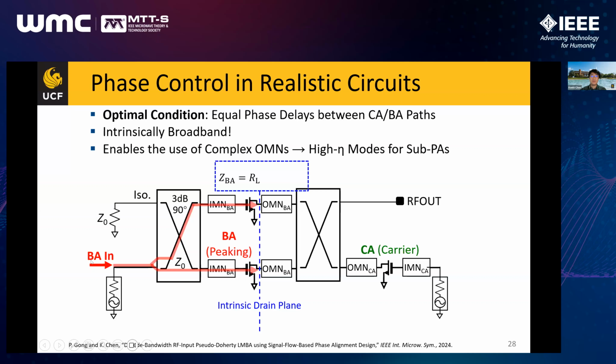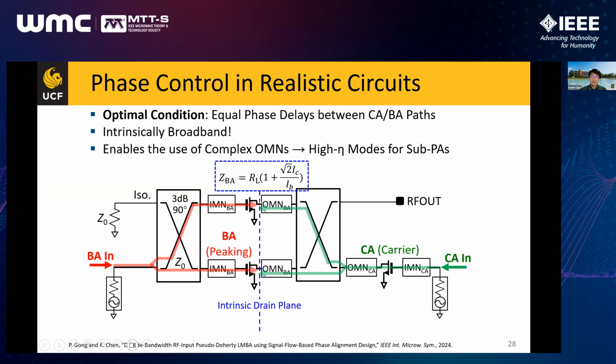So here we can see that the BA input signal comes from the left-hand side, and it will travel across this input coupler and hit those two amplifier devices with both the input and output matching networks as well as the parasitics. And then the carrier, the control signal, comes from the other side. And we just need to make sure that when those two waves meet at the intrinsic drain plane of the devices, they must be in phase, or 0-degree phase shift, such that we can achieve the optimal load modulation condition for this PD-LMBA operation.